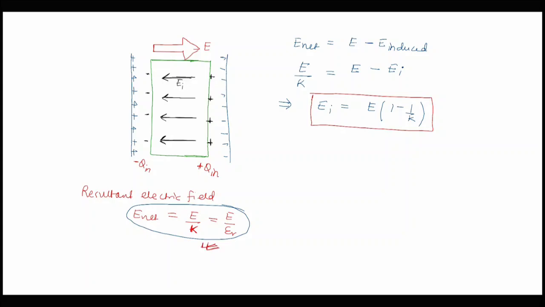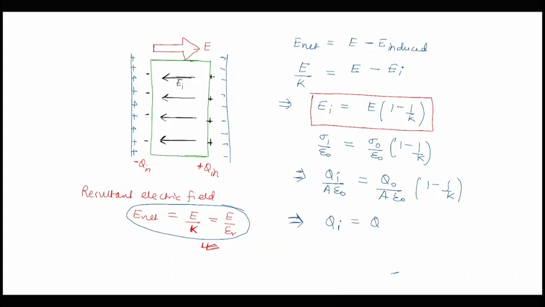So if we substitute the electric field with the expression, sigma induced by epsilon naught is equal to sigma original by epsilon naught times 1 minus 1 by K. So we further get from here that Q induced by A epsilon naught is equal to Q naught, the original charge on the capacitor, divided by A epsilon naught, times 1 minus 1 by K. From here we attain the equation for the induced charge on the surface of the dielectric, that is Q induced is equal to Q naught times 1 minus 1 by K. So this is how we understand the working of a dielectric.